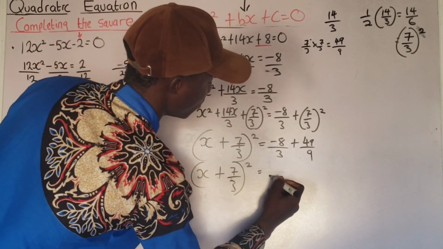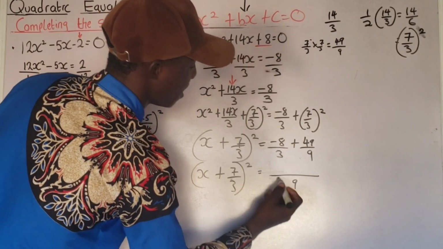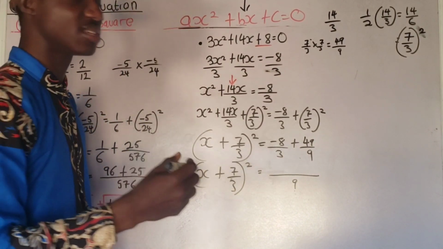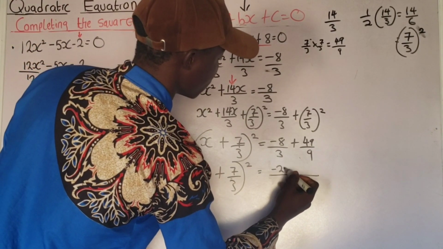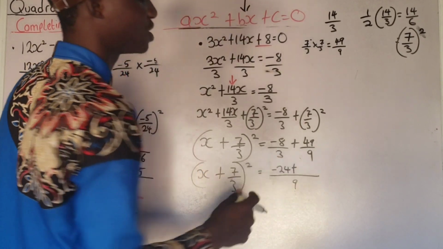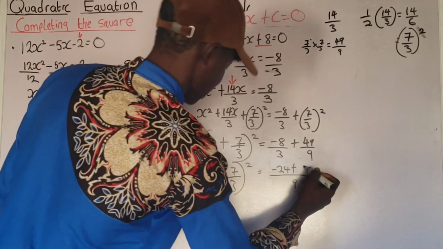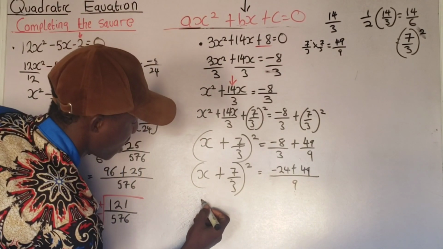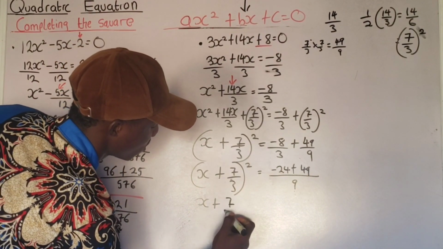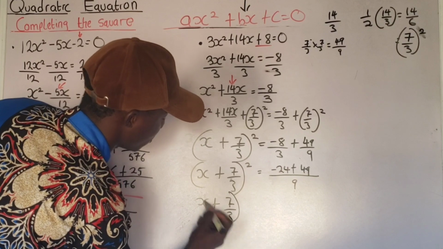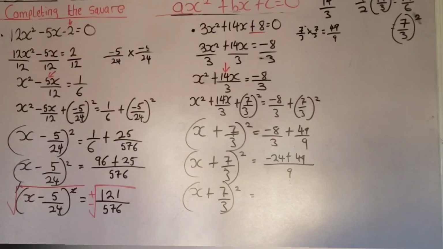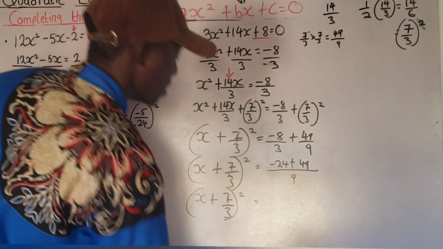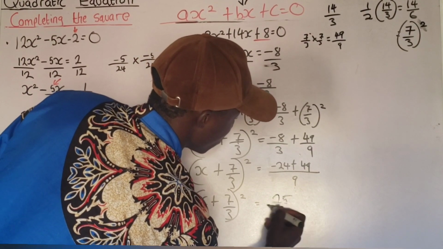Okay. So the LCM here is what? 9. Here I'm going to have 9 divided by 3 is what? 3. 3 times negative 8, that is what? Negative 24. So I'm going to have negative 24 plus 9 divided by 9 is 1. 1 times 49, that is 49. You understand? Okay. So here I'm going to have x plus 7 all over 3, don't forget the square, equals to negative 24 plus 49, that gives us 25. Okay. So I'm going to have 25 all over 9.